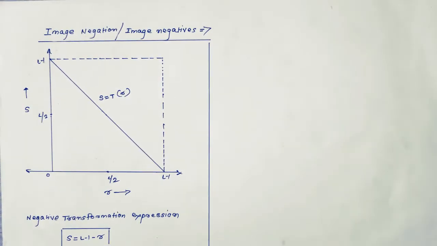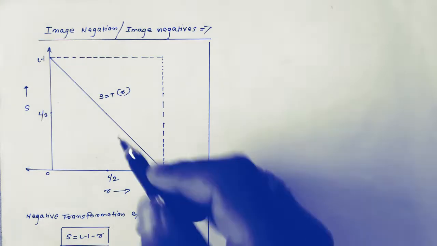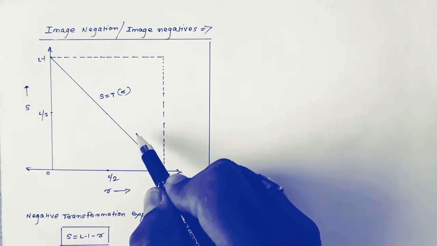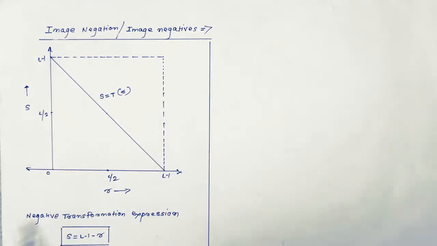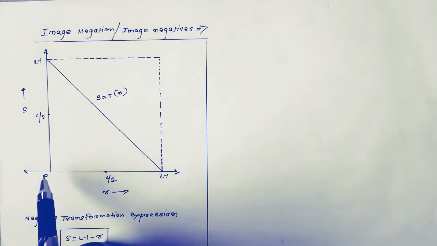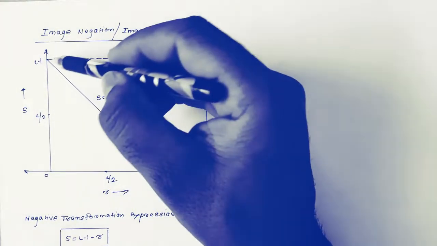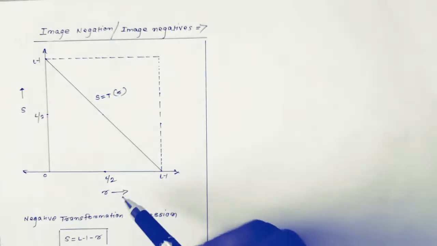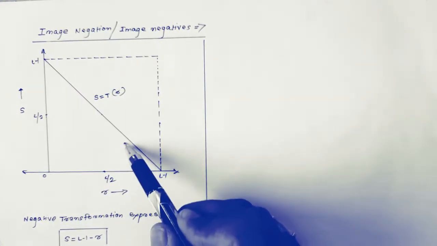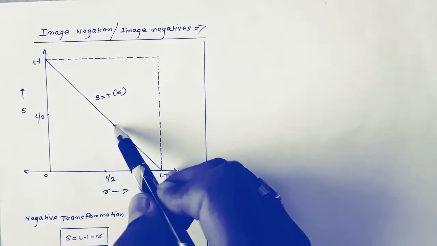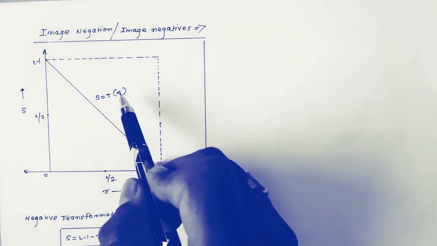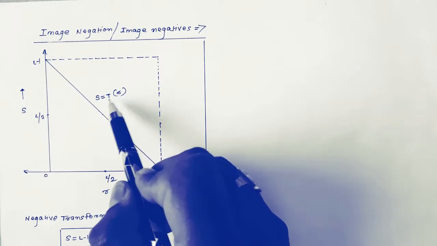Today I would like to tell you something about image negation or image negative. This is the transformation function of the image negation, in which the lowest value is 0 and the highest value is L minus 1 in the input, as well as 0 and L minus 1 in the output S. This cross line is nothing but a transformation function. We are going to map all the input values from input to output with the help of this function, and we can represent the transformation as S equal to transformation on R.